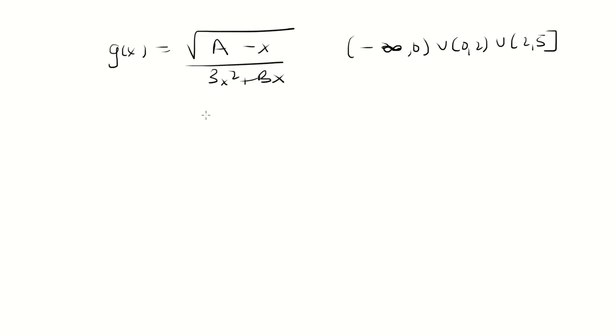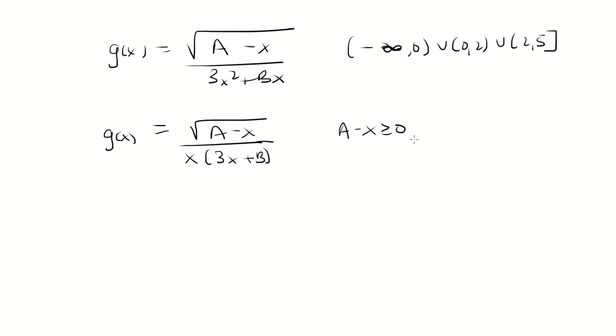So for the domain, I'm actually going to rewrite this. I'm going to factor out an x on the bottom. We have 3x plus b. So for the domain, we want to make sure the expression inside the square root is greater than or equal to 0. And then we also want the denominator to not equal 0. So x cannot equal 0, and then 3x plus b cannot equal 0.